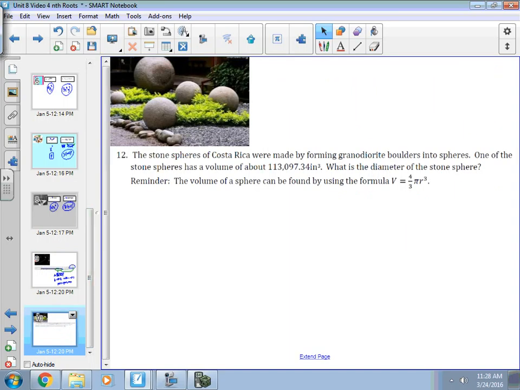All right, last one, number 12. The stone spheres of Costa Rica were made by forming granodiorite boulders into spheres. One of the stone spheres has a volume of about, and they give you a volume there. What's the diameter of the stone sphere? Reminder, the volume of a sphere can be found by using this. So this is that same equation we started with. You can find the volume of the sphere with that. We know the volume right here.